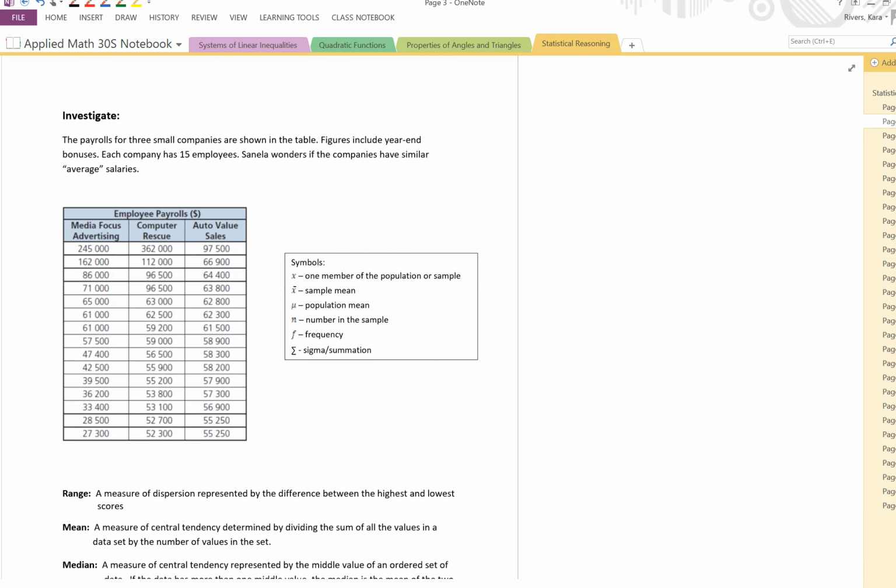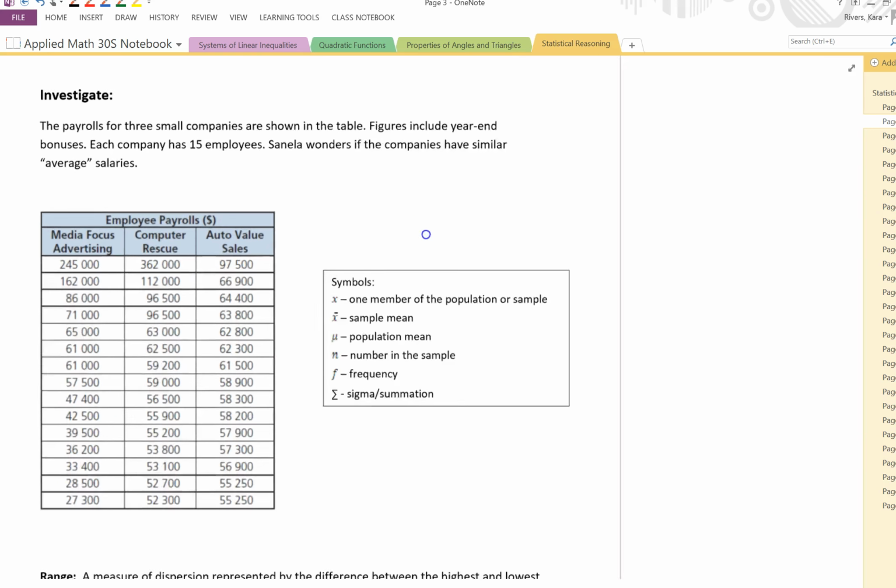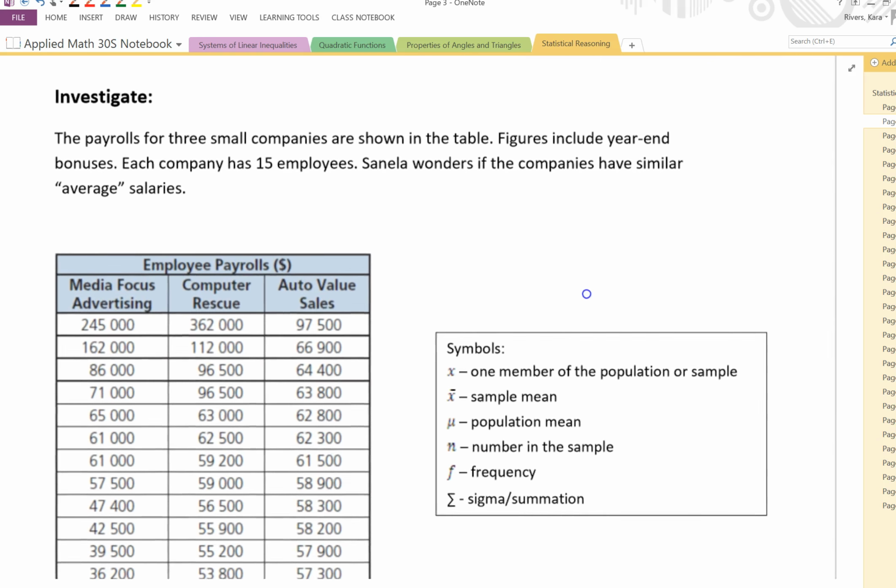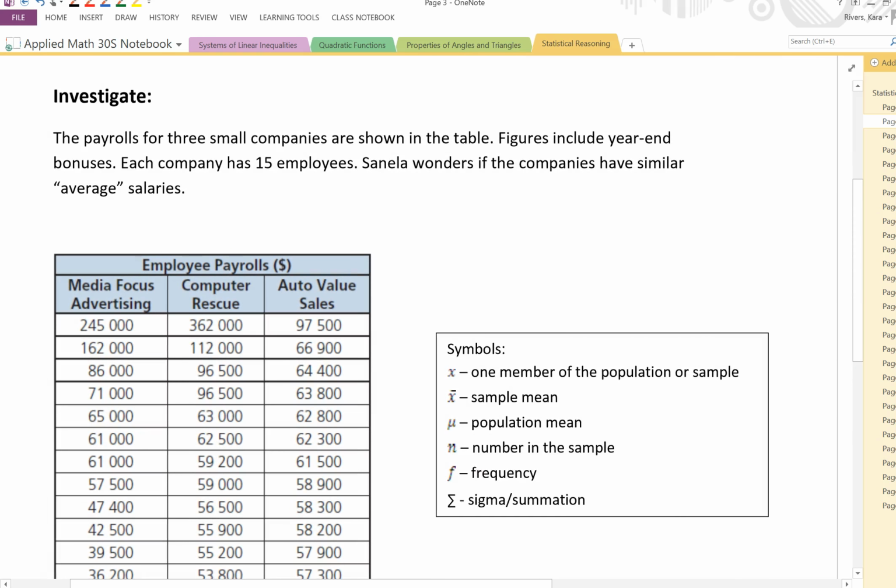Now, on our second page here, we have a bit of an investigation. It says the payrolls for 3 small companies are shown in the table. Figures include year-end bonuses. Each company has 15 employees. Sanella wonders if the companies have similar average salaries.